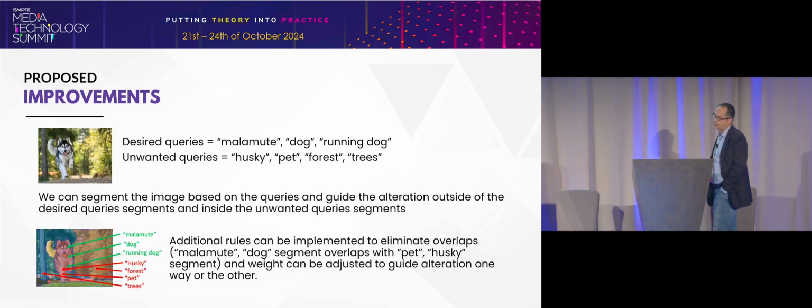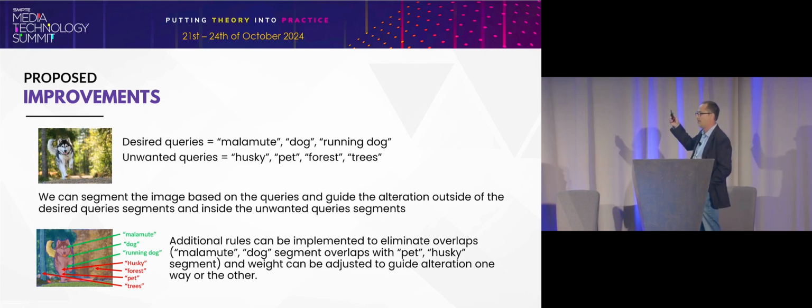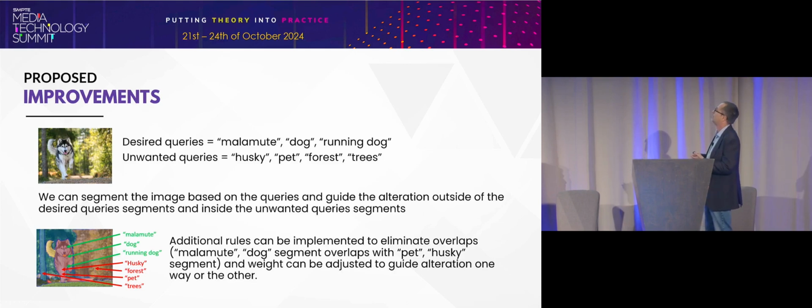We have some proposed improvements. We looked at how we can minimize the visual impact. If I already have a desired query, I have a good baseline for object detection. So by segmenting the image and matching the different objects that the image segmentation process generates, I can actually see what is wanted and what is unwanted.